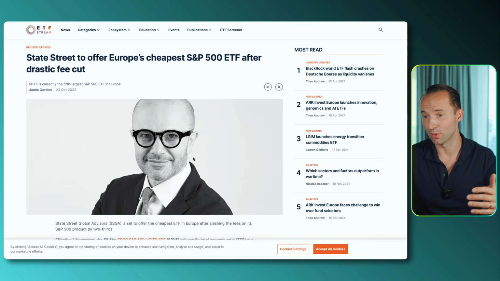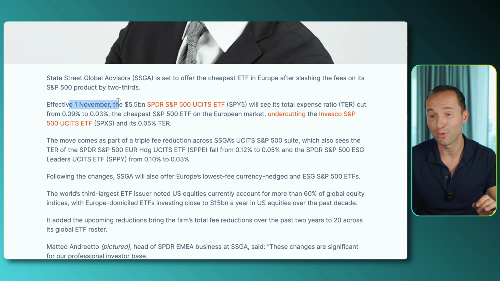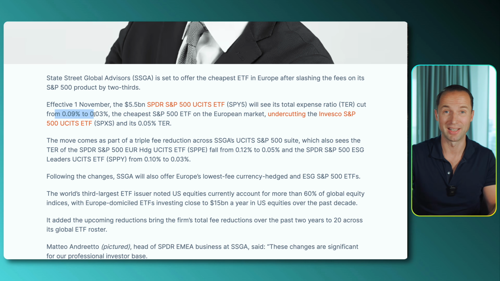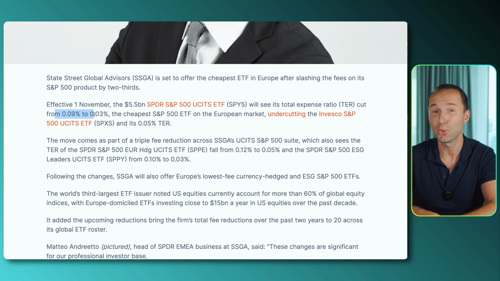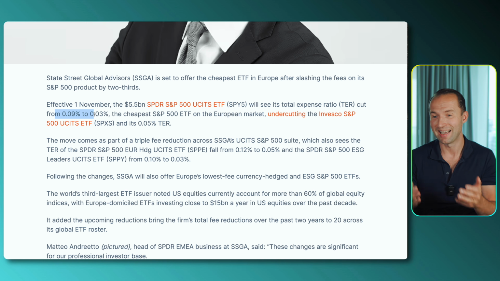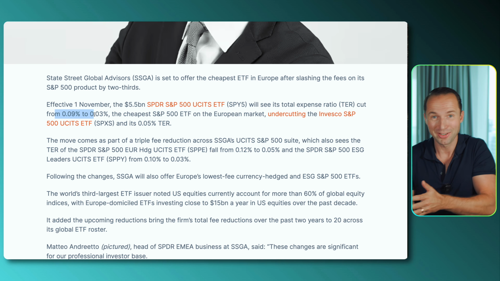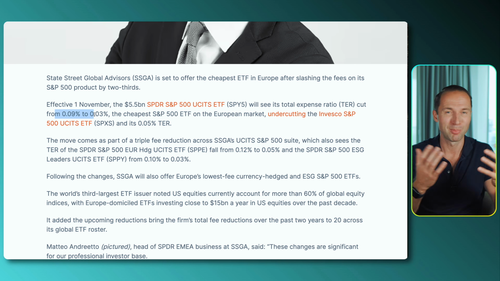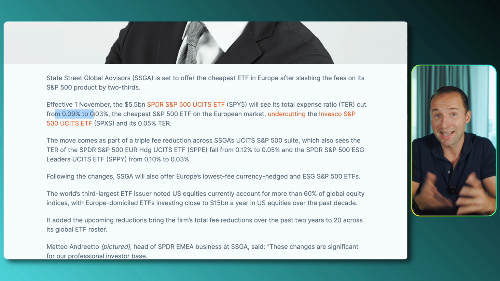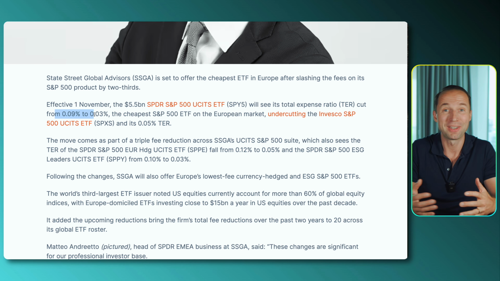As you can see in this article over here, it's only been effective from the 1st of November last year, 2023, that they lowered the expense ratio, which was previously 0.09% and is now 0.03%. And as we saw before, that has a huge impact on the overall returns, right? They used to be more expensive than Vanguard or BlackRock, both of which are at 0.07, so naturally, that also had an impact on their returns.